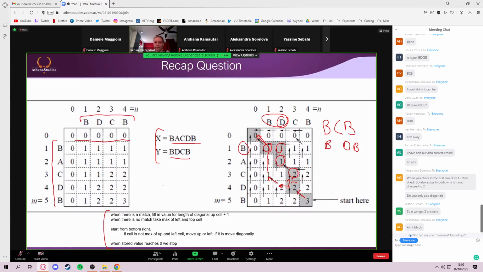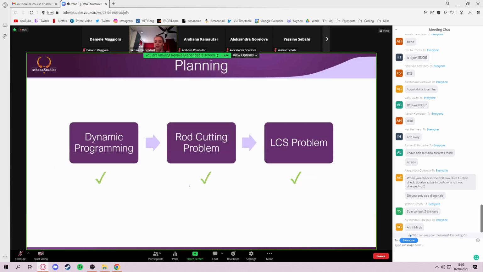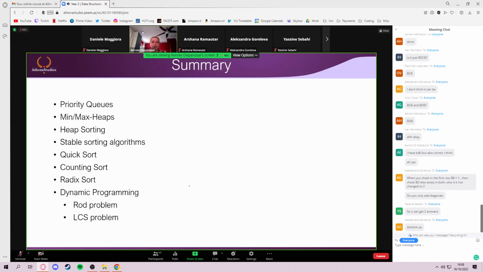All right. I think this was my last question. So we've discussed everything I wanted to discuss for today. Quick little summary: we've talked about priority queues, min-max heaps, heap sorting, stable sorting algorithms, or basically what stable sorting is, quick sort, counting sort, radix sort, and a little bit about dynamic programming.